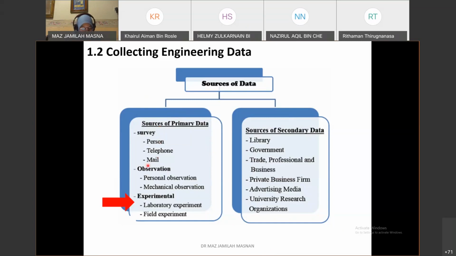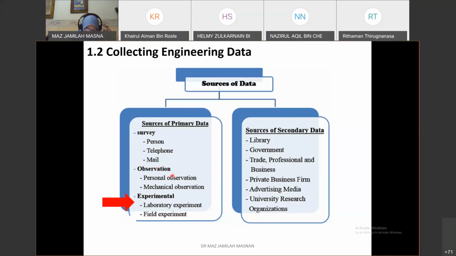Survey is actually something we did last time person to person. Then we have telephone, we call them. And then last time we had email, we emailed them. Nowadays, this is no longer the case. You have Google Form, you have IG, you have Telegram, you have WhatsApp. So you can simply do your survey using that particular platform. All that is considered a survey.